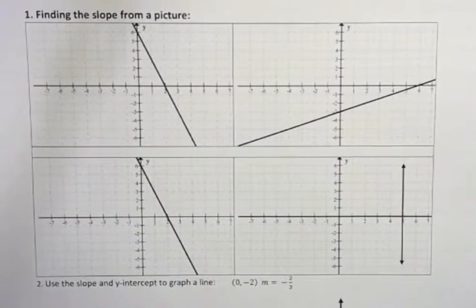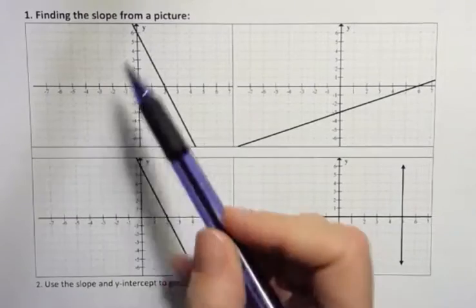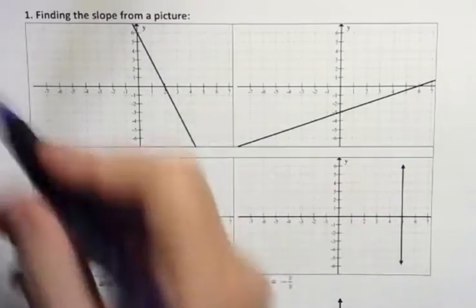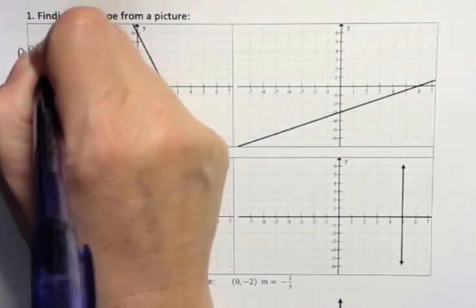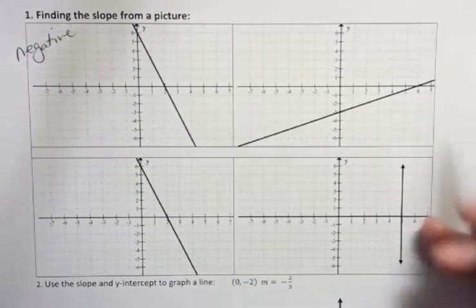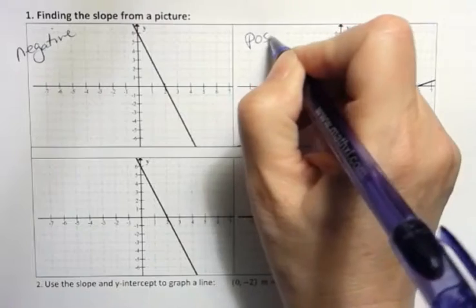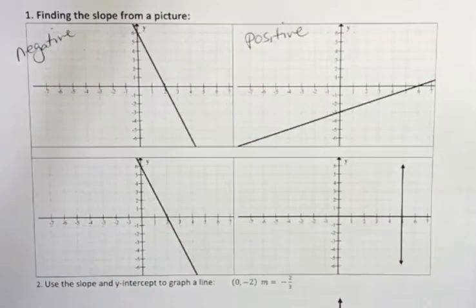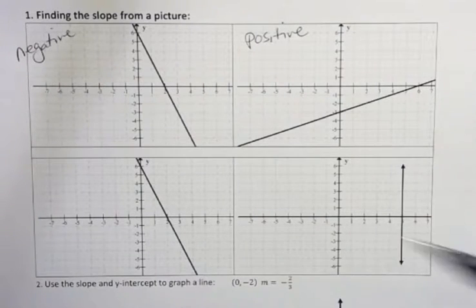If I have a line that's going down from left to right, as I see here, then I know that slope is going to be negative. If I have a slope that's going up from left to right, then I know that slope is going to be positive. Oops, I graphed this one the same as the first one, but let's change it to be a horizontal line.